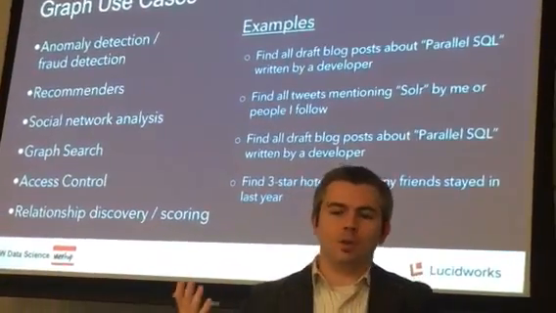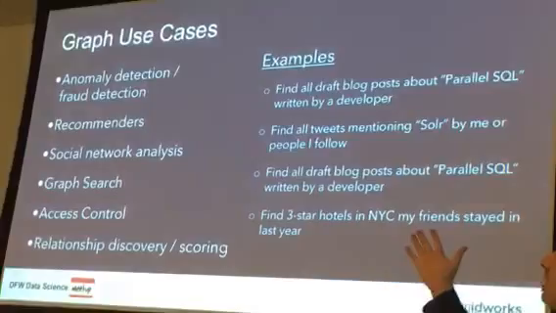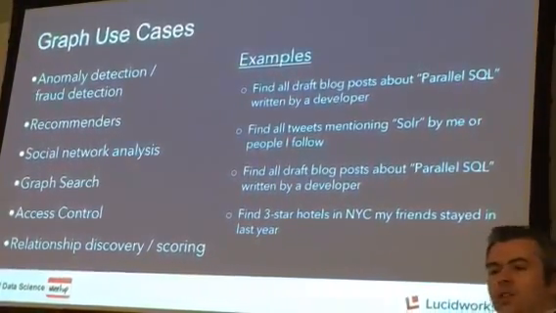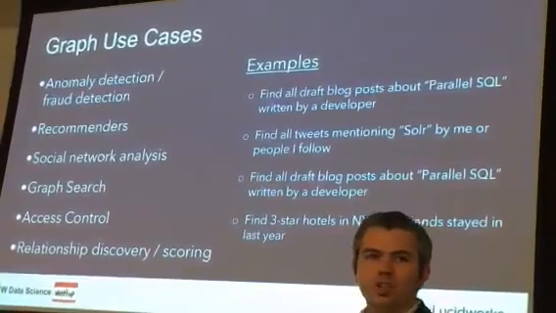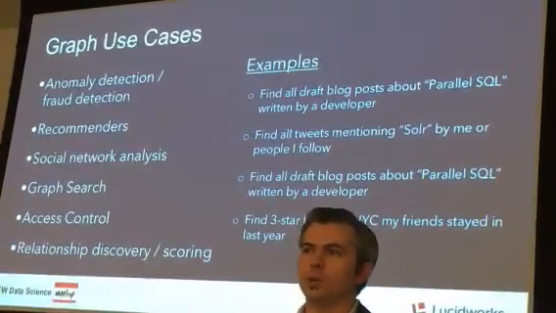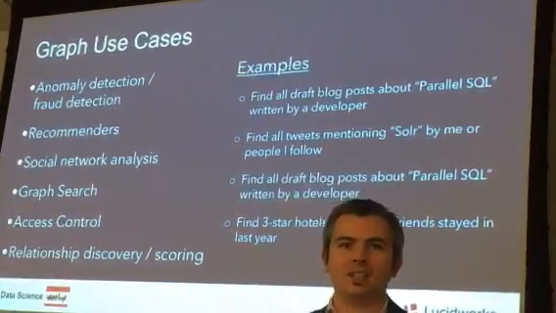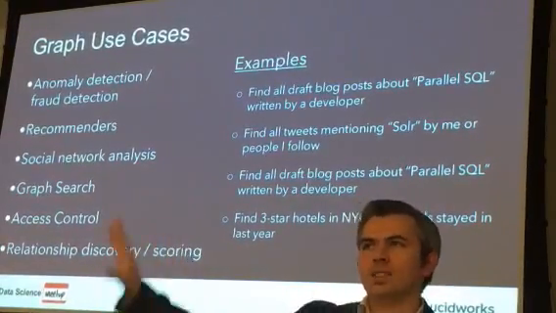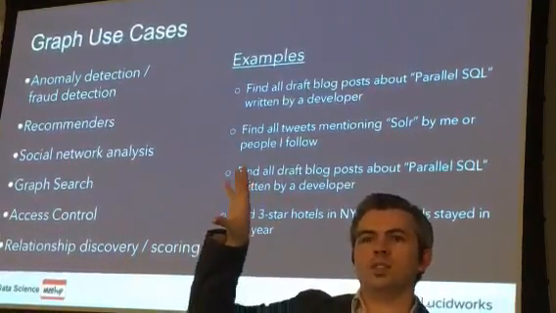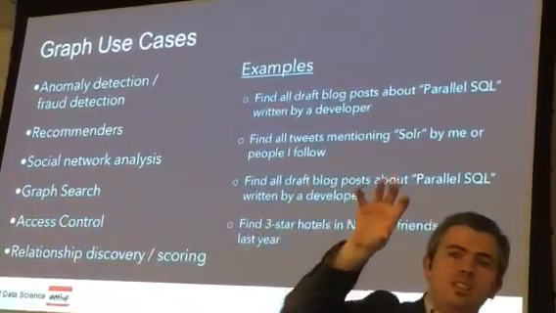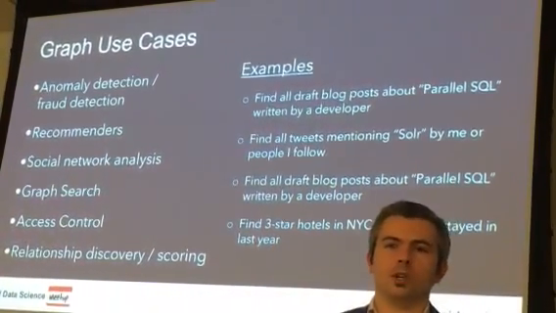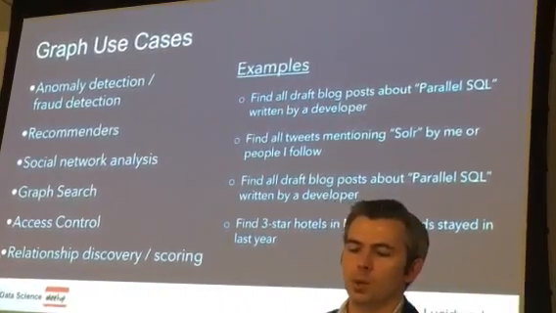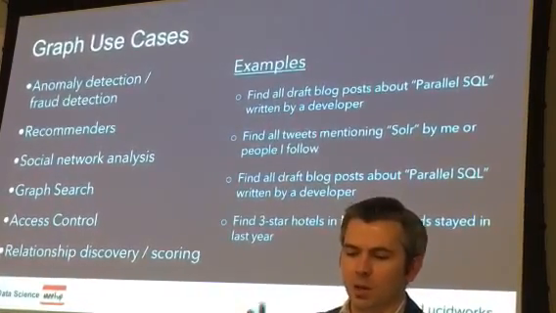Some common graph use cases include things like anomaly detection, fraud detection, recommenders, social network analysis, graph search, relationship discovery and scoring, like we saw with the semantic knowledge graph, and access control. So the ability to say, a user belongs in this group, and this group has access to these documents, and when that user comes to run a search, we need to filter the search based upon that relationship that's not directly in the document you're searching. And I've got some examples here.